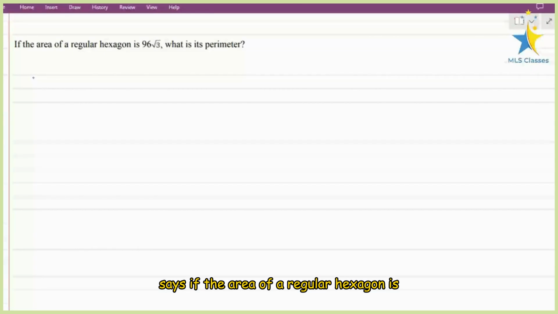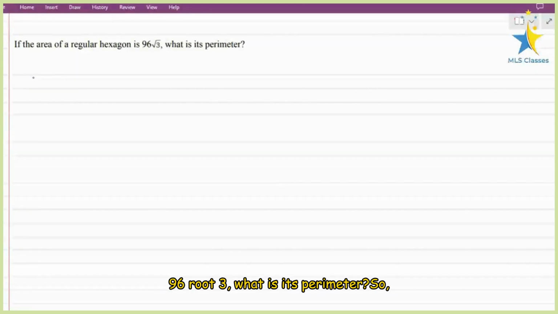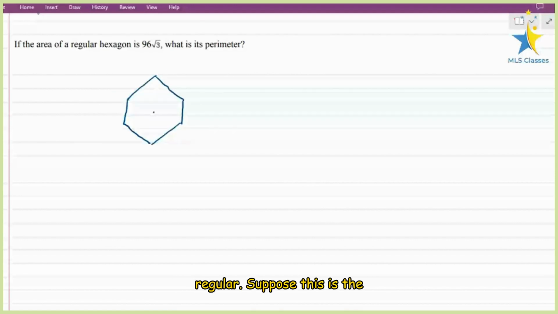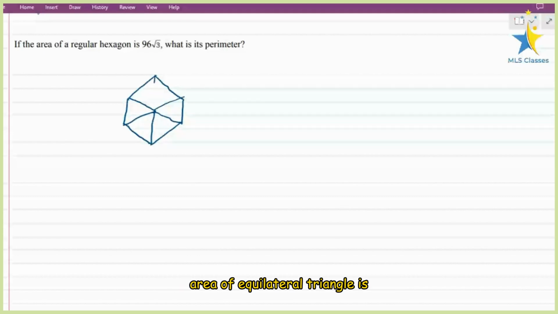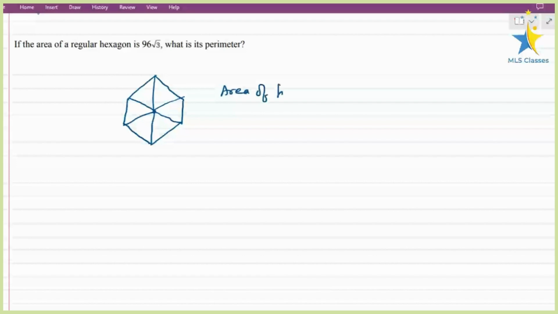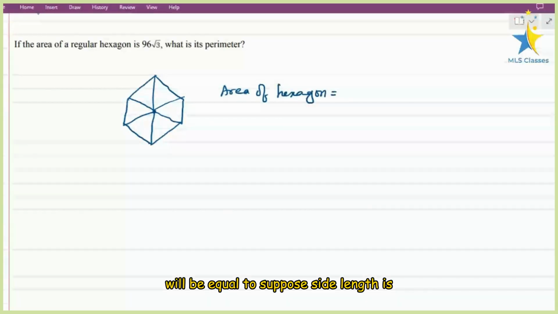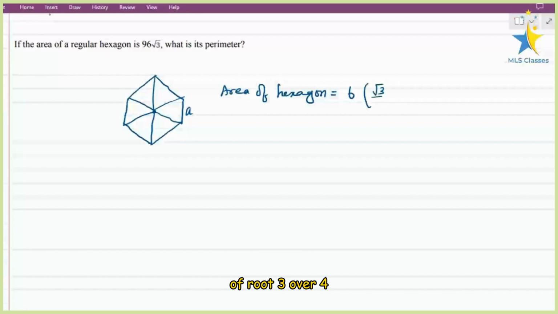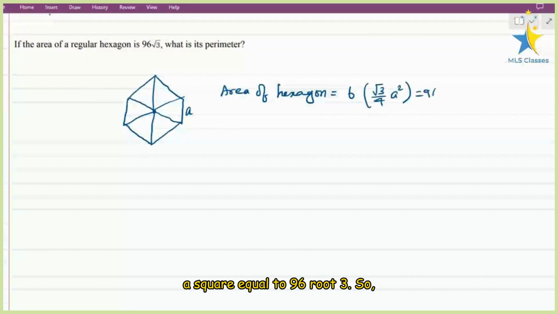It says if the area of a regular hexagon is 96 root 3, what is its perimeter? So let's draw a hexagon that should be regular. Suppose this is the center, then it can be divided into 6 equilateral triangles. And we know that area of equilateral triangle is root 3 over 4 a square. So we can say area of hexagon will be equal to, suppose side length is a, then we will be getting 6 times root 3 over 4 a square equal to 96 root 3.